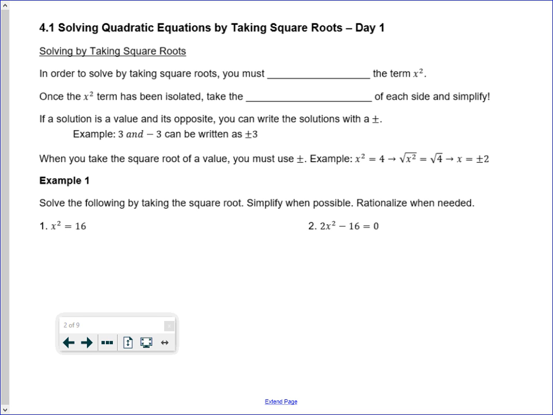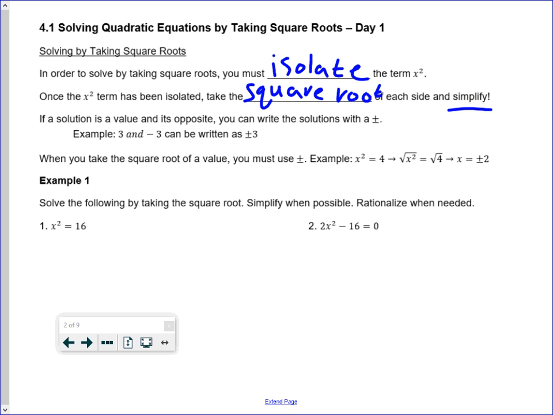Okay, so in order to solve by taking square roots, we have to isolate the term x squared. Just like anything else, if we're solving for a variable, we have to isolate the variable. So we isolate the x squared, and once the x squared term is isolated, we're going to take the square root of each side, and we're going to simplify it. Don't forget to simplify it, because that is important.